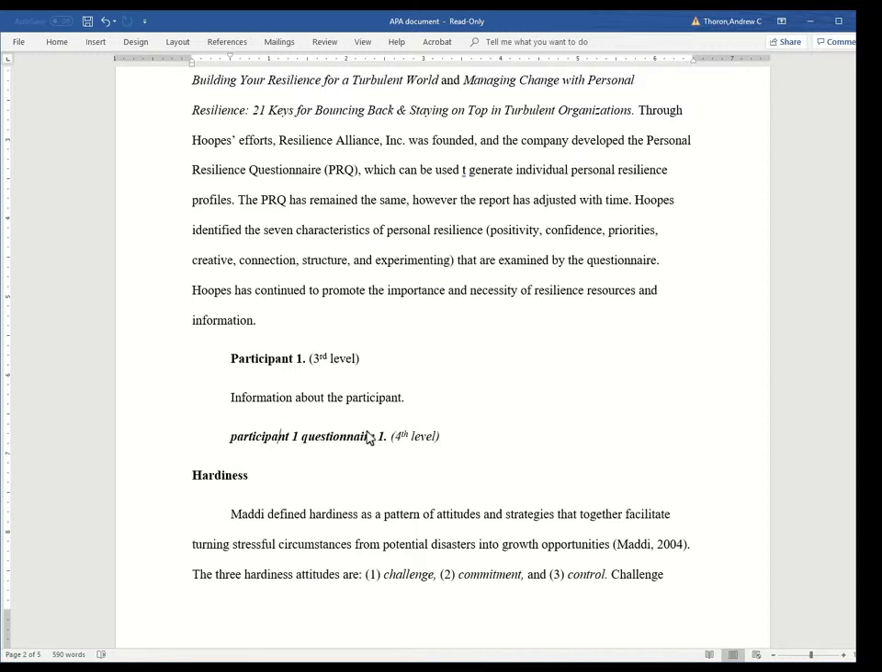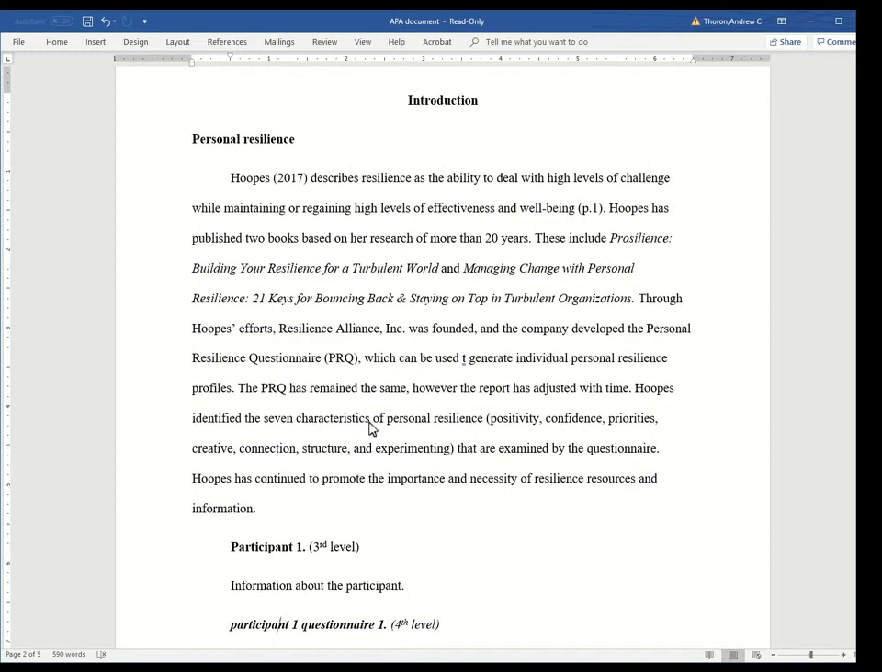And then going back through the paper, let's talk about some in-text citations. So when using in-text citations, it's important to know how to use them in the different ways. For example, in this first sentence, Hoops 2017 describes resilience as the ability to deal with high levels of challenge while maintaining or regaining high levels of effectiveness and well-being. This was taken from a book written by Hoops in 2017.